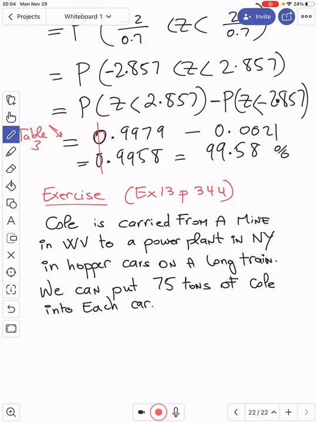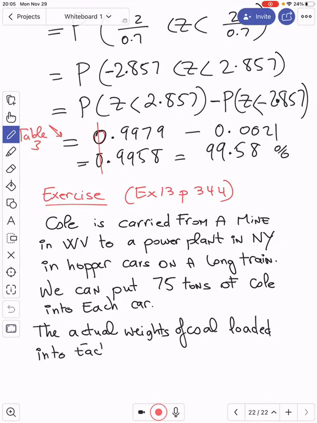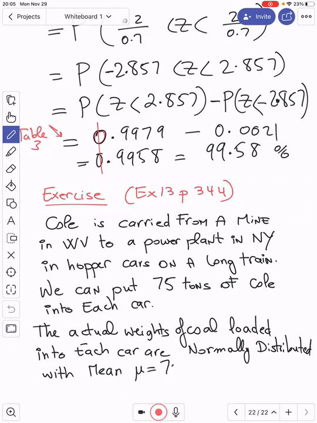So let's say the actual weights of coal loaded in each car are normally distributed, with mean 75 tons and standard deviation 0.8 tons.